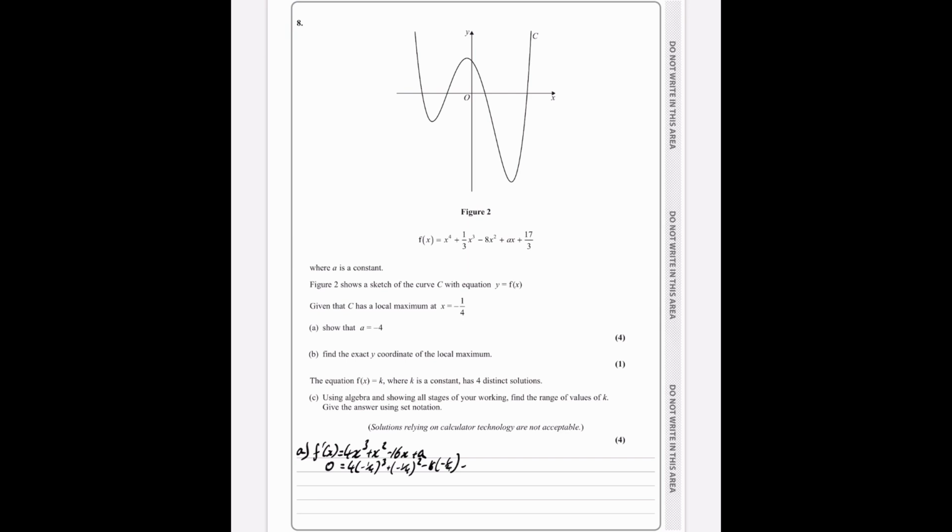Calculate each bit of that. And we get 0 equals negative a 16th plus a 16th plus 4 plus a. Therefore, we can deduce that a must be negative 4. For part B, we now know that a is negative 4, and so we can just substitute negative a quarter into the original function along with our value of a to calculate the y-coordinates.